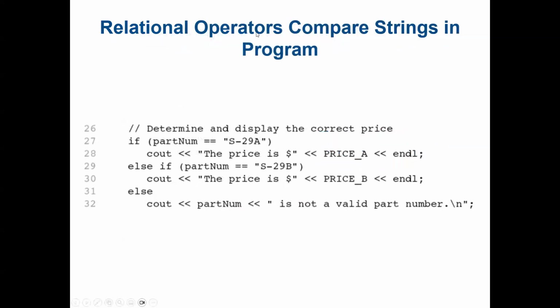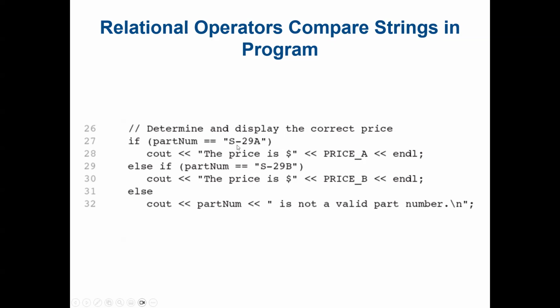Okay, so next is the relational operators comparing strings in a program. Here, for example, we have a short code. We're going to determine and display the correct price. So we say if part number is equal to x-29a, this is in double quotation marks. As we said, in C++ a character is always in single quotes. A character can be a digit or a symbol. As long as it's in single quotes, it's only one character or one symbol. Now, a string will always be in double quotes.